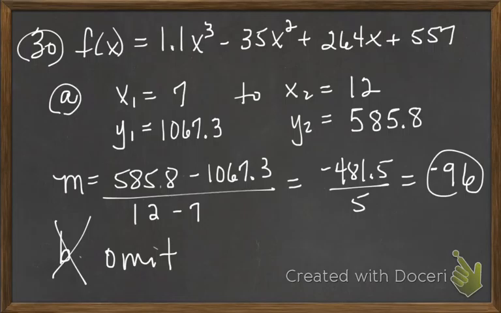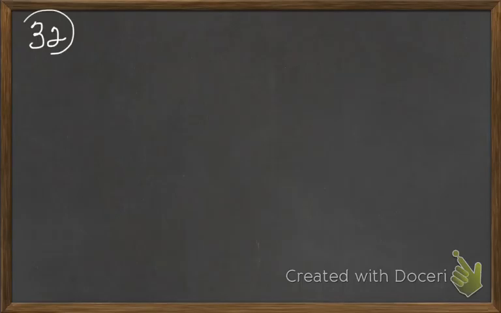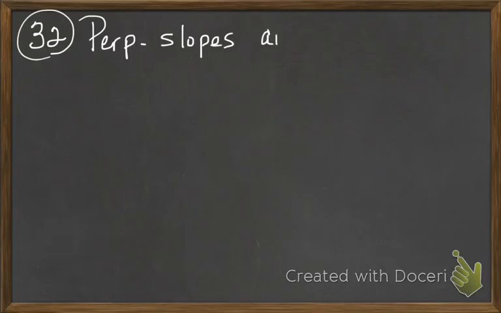All right, number 32 is just going to ask you some information, just making sure that you understand it. 32 says if two lines are perpendicular, describe the relationship between their slopes. Let's say perpendicular slopes are what? Opposite reciprocals. Perpendicular slopes are opposite reciprocals. Again, the directions say if two lines are perpendicular, describe the relationship between their slopes. We would say perpendicular slopes are opposite reciprocals.